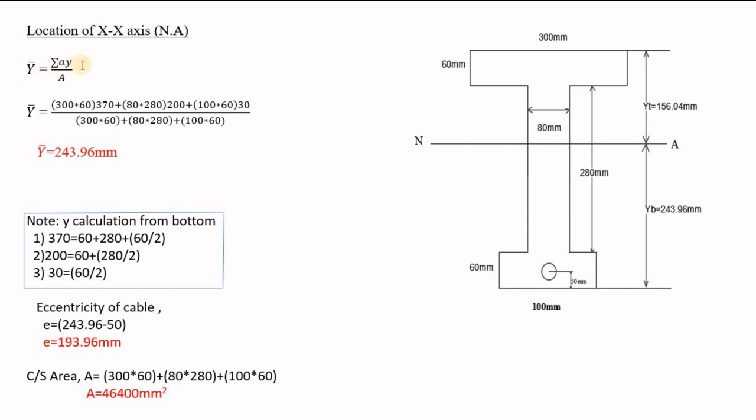y bar equal to sigma a y by capital A. There is a difference between the numerator and denominator: the numerator is the summation of all the areas along with the y value of each element, and for the denominator you need to add the area of all the elements. So you can see here, this is the first rectangular element, this is the second element, and this is a third element. So we will start the calculation like that.